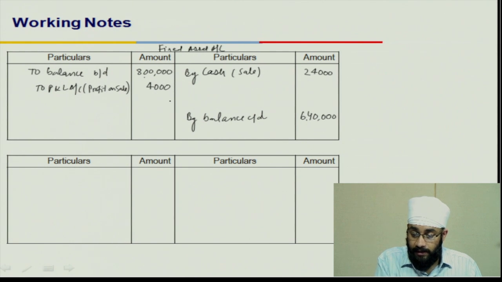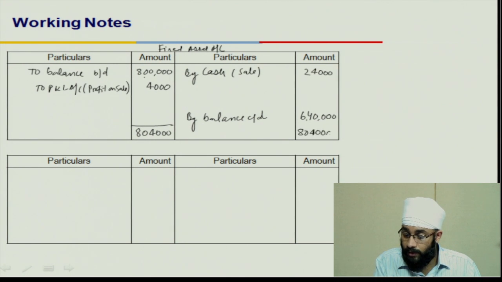Now looking at it, you see that the debit side has higher total. So you have over 8 lakhs on the debit side, which means there is going to be a balancing figure on the credit side. So this is 140,000, and this balancing figure here is depreciation charged during the year. This is the balancing figure.